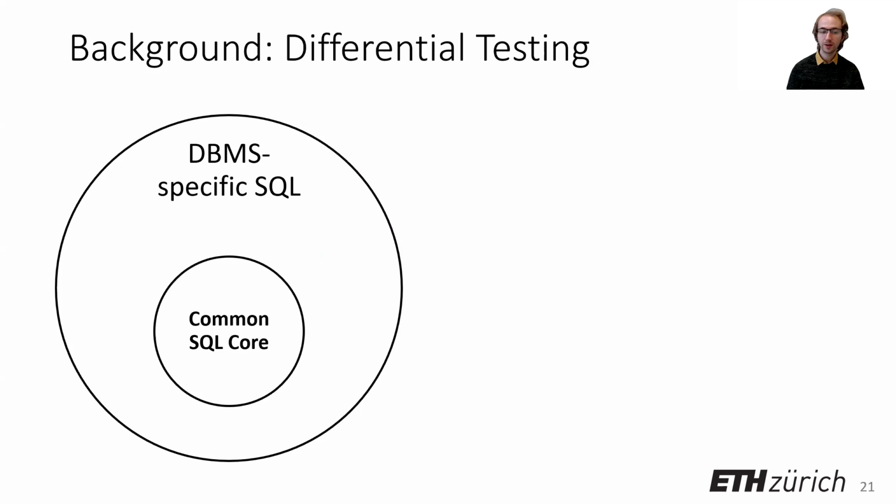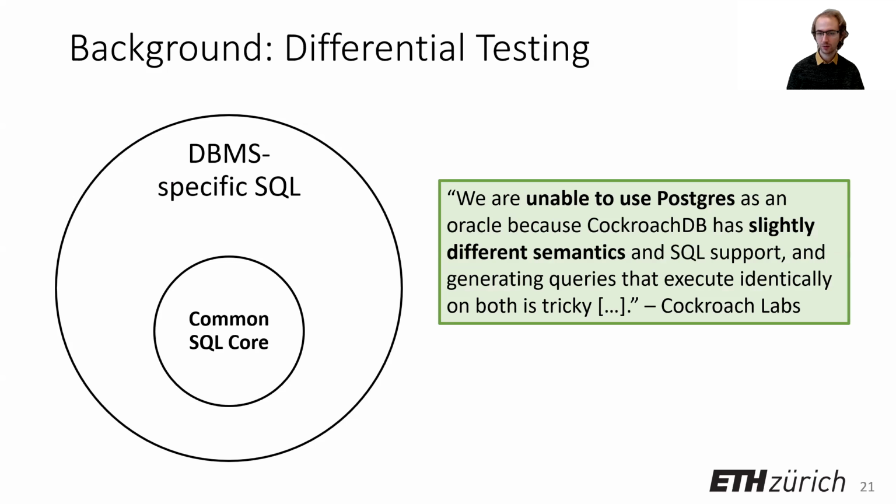In general, we found that the common SQL core is rather small because each DBMS provides extensions to the standard or does not strictly follow it. This is also confirmed by companies. For example, Cockroach Labs wrote in a blog post that they are unable to use Postgres as an oracle when using differential testing because CockroachDB has slightly different semantics, and generating test cases that execute yielding the same result on both systems is tricky.